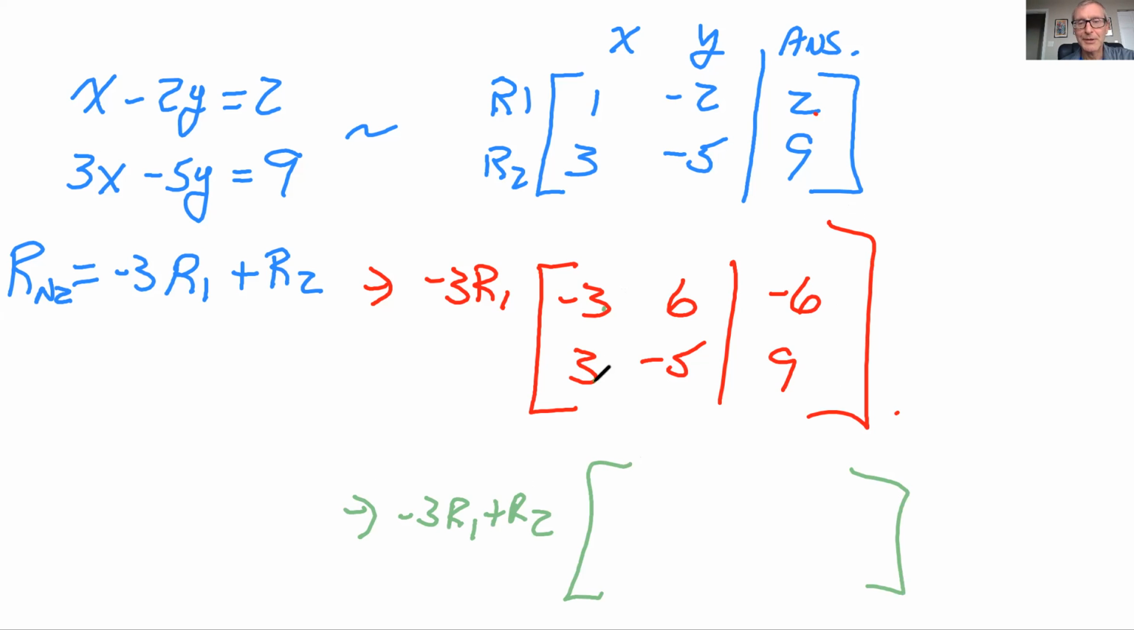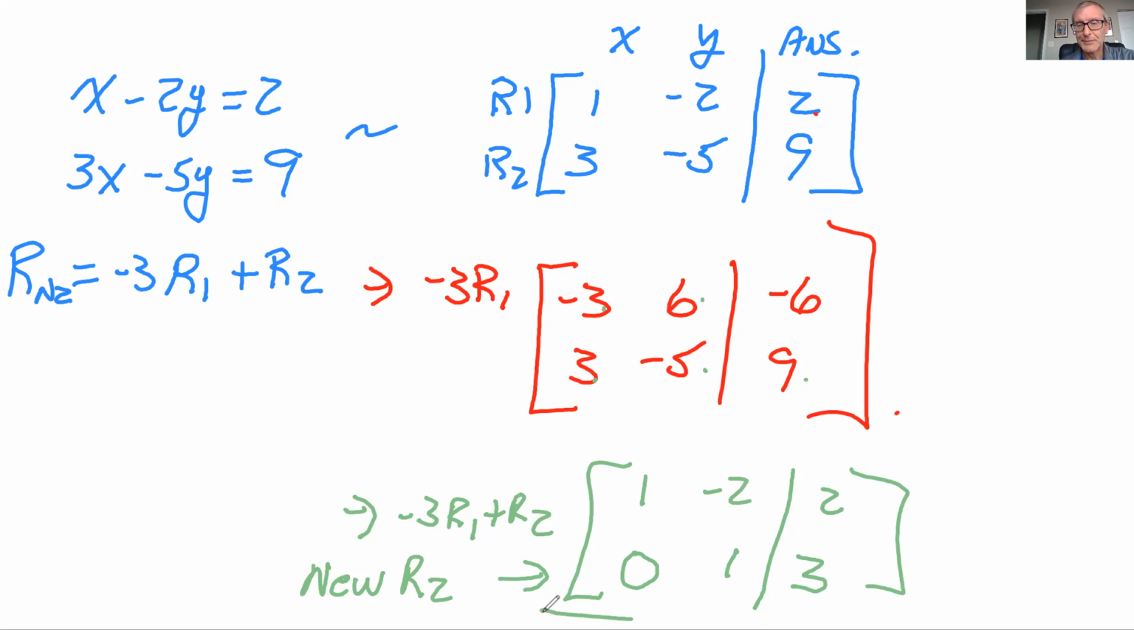So minus 3 and 3 is 0. 6 and minus 5 is 1. Minus 6 and 9 is 3. So that's our new R2, which would be our new equation 2 if we were doing it with the variables x and y in it as well. And our original R1 is 1, minus 2 and 2.